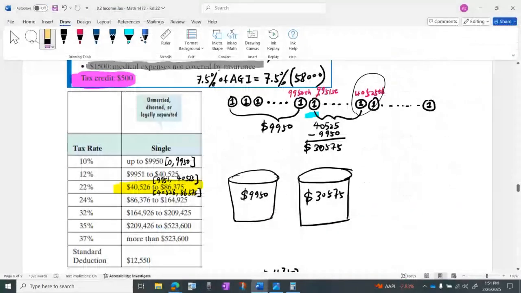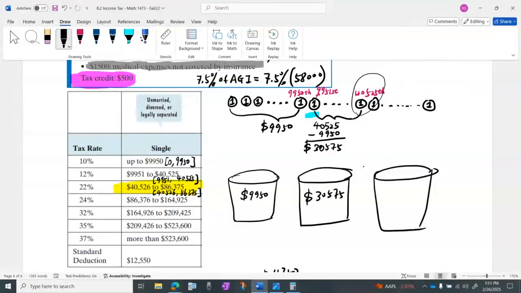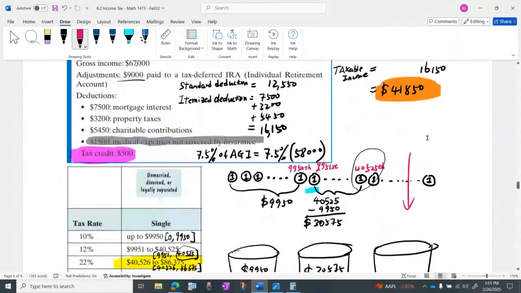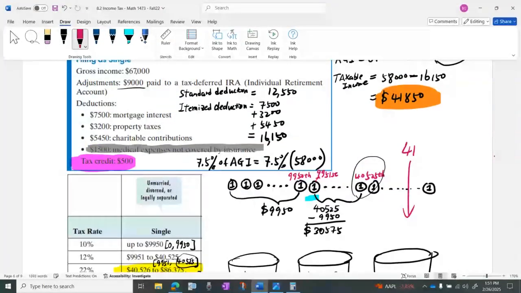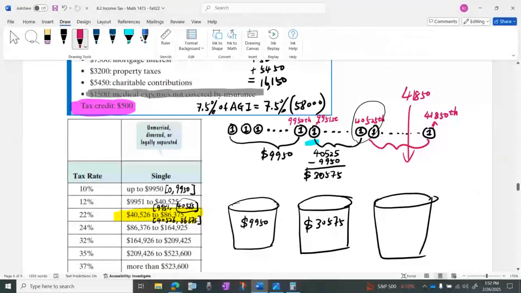So that amount of money is going to go inside the second bucket, all right? And you still have money left because you make more than the maximum of the second bracket. The maximum of the second bracket is 40,525. Your taxable income is $41,850, so the last dollar should be $41,850. Tell me how much money you have left, and then we can put that money in the third bucket. This dollar would be 40,526, but you don't really use that.